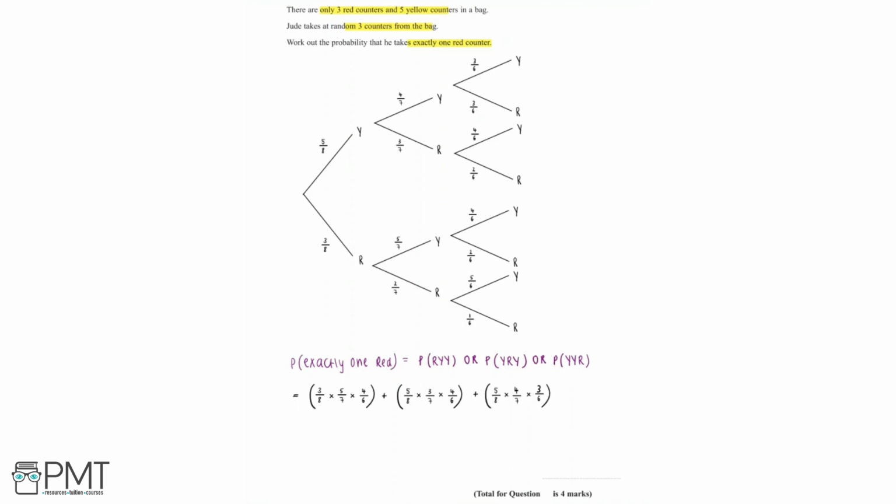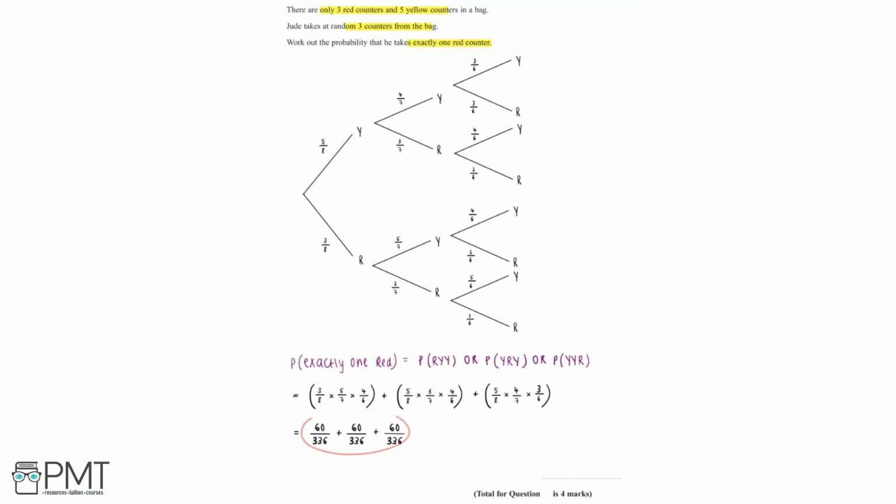3 over 8 multiplied by 5 over 7 multiplied by 4 over 6 is equal to 60 out of 336. 5 eighths multiplied by 3 sevenths multiplied by 4 over 6 is also equal to 60 over 336. And 5 over 8 times 4 over 7 times 3 over 6 is also equal to 60 over 336.